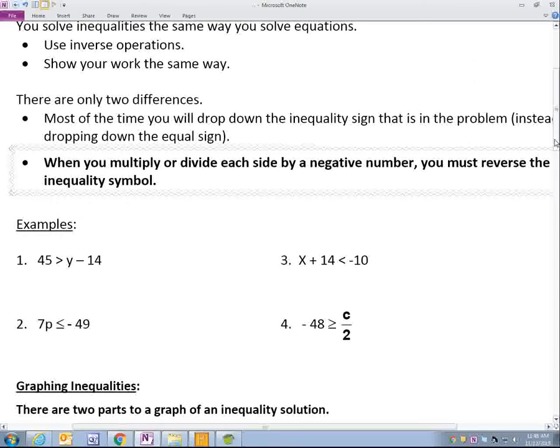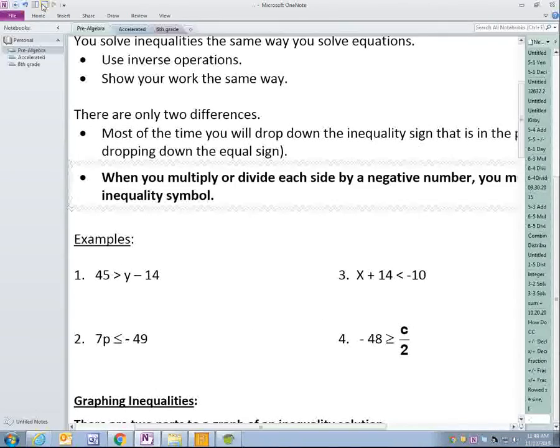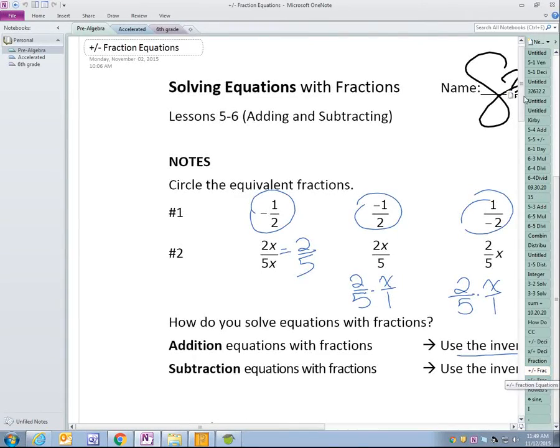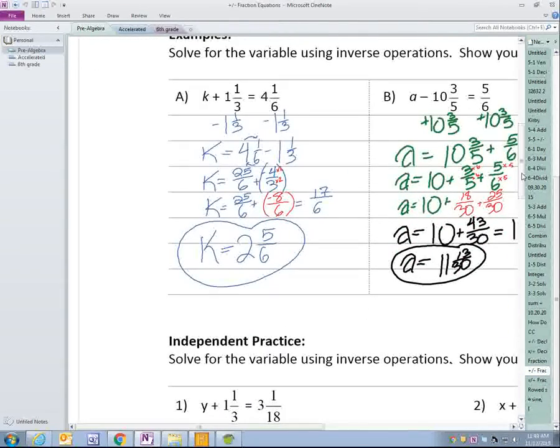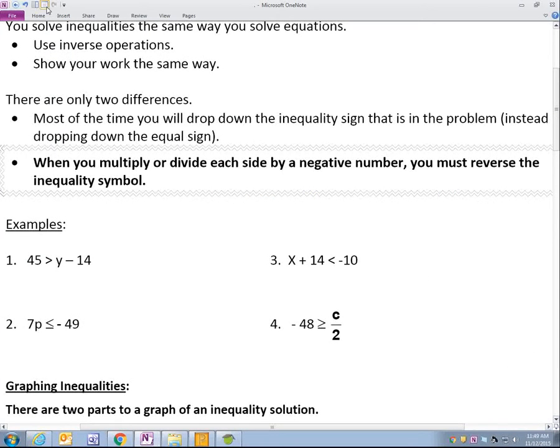There are only 2 differences. One of them: most of the time you will drop down the inequality sign that's in the problem instead of dropping down the equal sign. To what are we referring? We dropped down the equal sign. Here's where it started. There's the equal sign, there's the equal sign, there's the equal sign. See how we dropped those down? We're going to be dropping down, rather than the equal sign, the inequality.